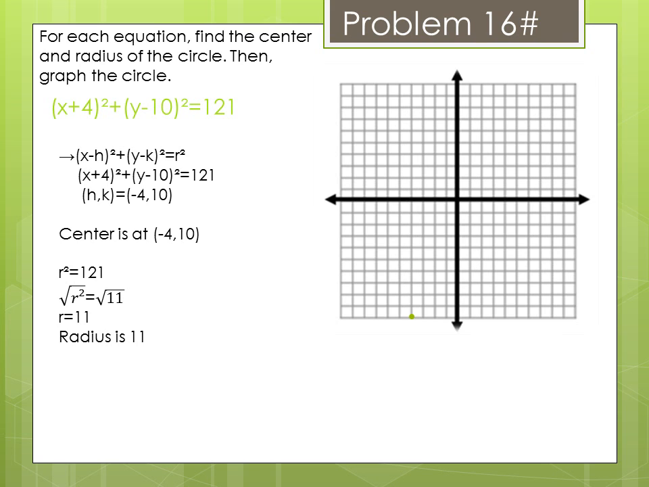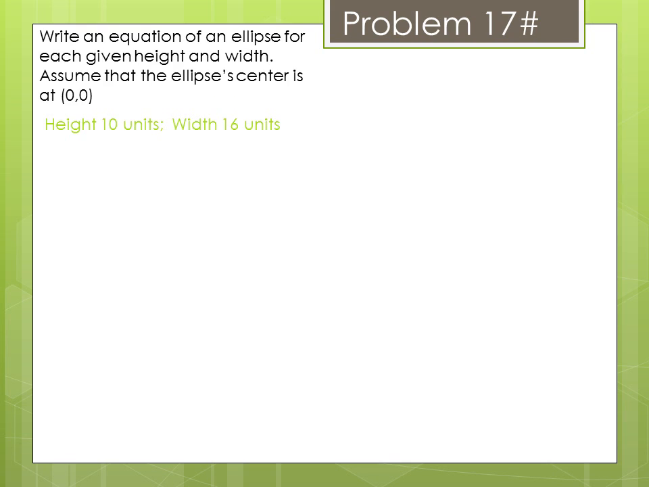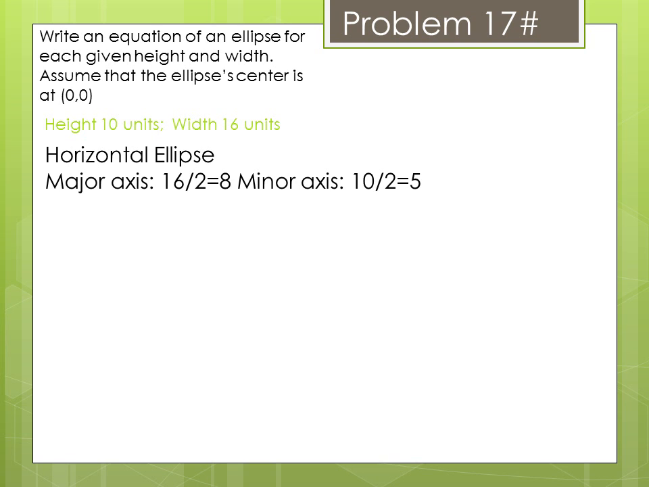I've plotted our center, and my graph isn't large enough, but it gives you a good idea of what our circle would look like. So we have to write an equation of an ellipse for each given height and width, and we have to assume that the ellipse's center is at (0, 0), or at the origin. The height of this ellipse is going to be 10 units, and its width is going to be 16 units, meaning that this is a horizontal ellipse.